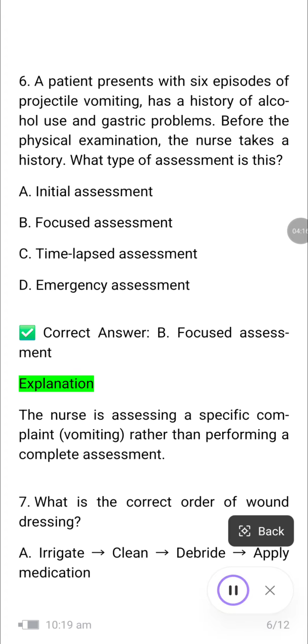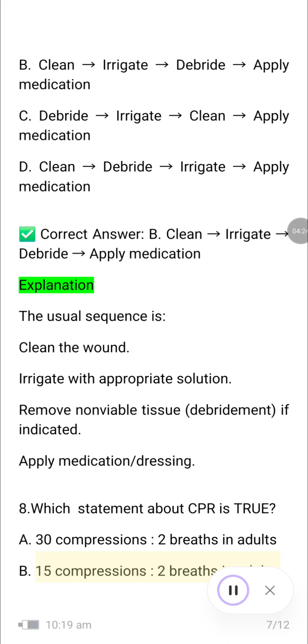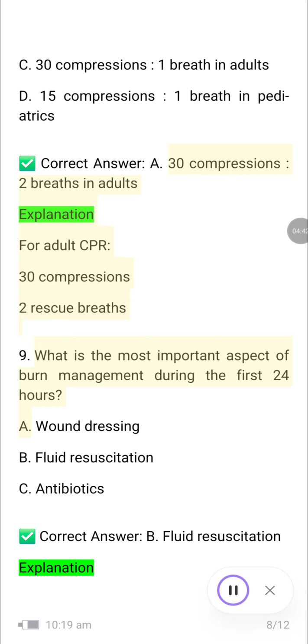8. Which statement about CPR is true? A. 30 compressions, 2 breaths in adults. B. 15 compressions, 2 breaths in adults. C. 30 compressions, 1 breath in adults. D. 15 compressions, 1 breath in pediatrics. Check mark correct answer. A. 30 compressions, 2 breaths in adults. Explanation. For adult CPR, 30 compressions, 2 rescue breaths.